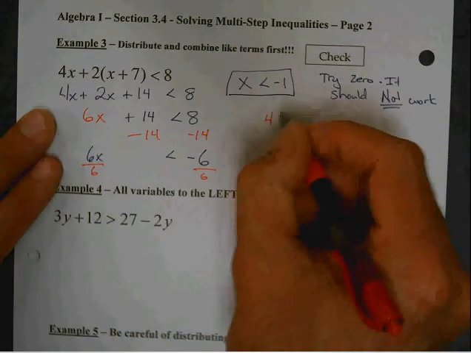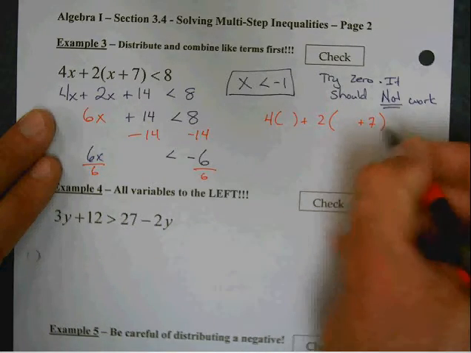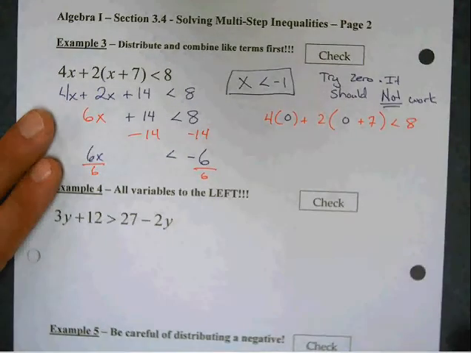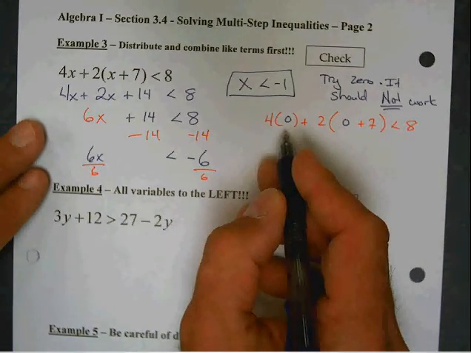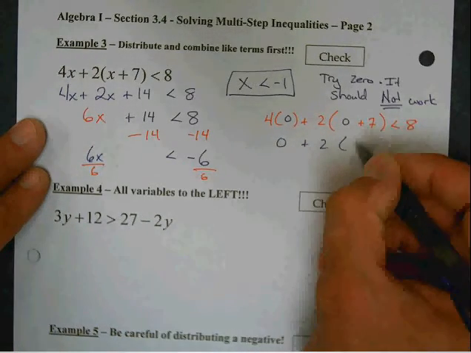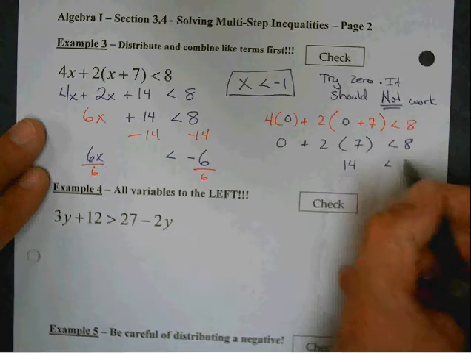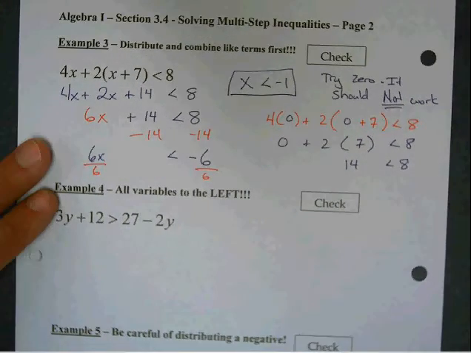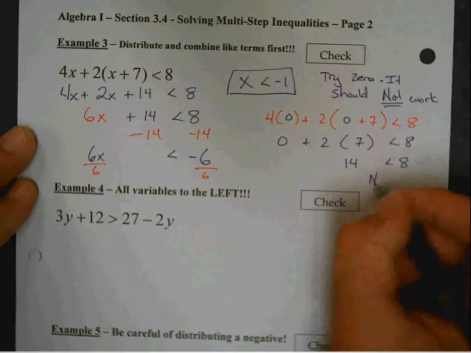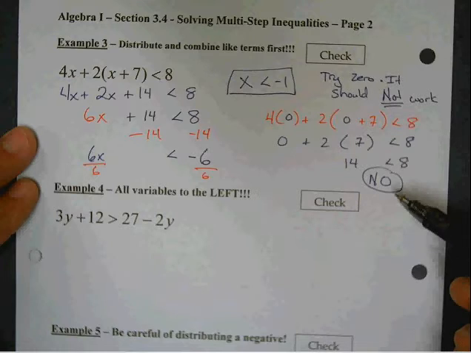4 parentheses plus 2 plus 7 is less than 8. Stick in your zeros. What's 4 times 0? 0. 0 plus 7 is 7. 2 times 7 is 14. Is 14 less than 8? No, it's not. The fact that we got a no answer, is that okay? Why is that okay?